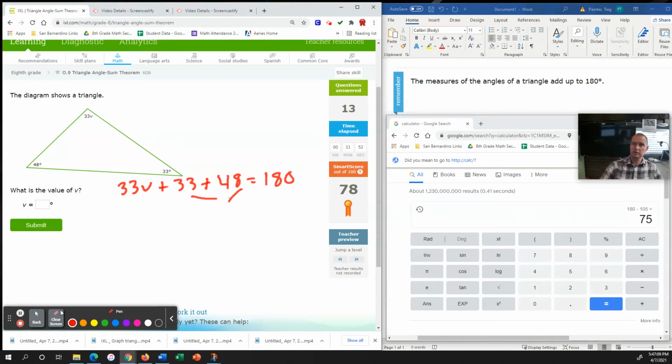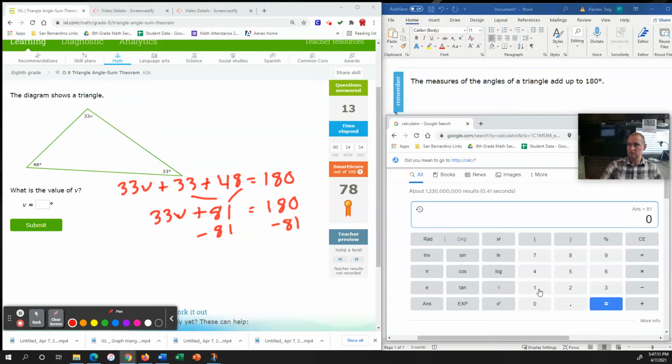Combine like terms, we can combine the 33 plus 48. 33 plus 48 takes us to 81. And 33v comes down. We didn't do anything with it. You can't combine it with anything because there's no other v. And that should be an addition side. So we're going to do 33v plus 81. I'm already thinking, well, subtract it out from 180. But we're going to do that in the next step. All right, now we can subtract out 81 from both sides. Minus 81 minus 81. And I believe that should take us to 99.